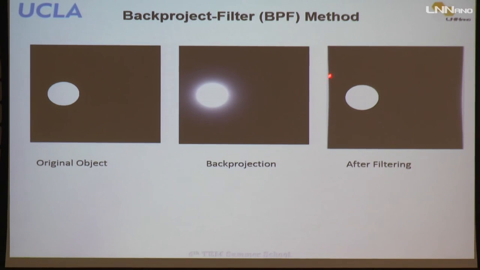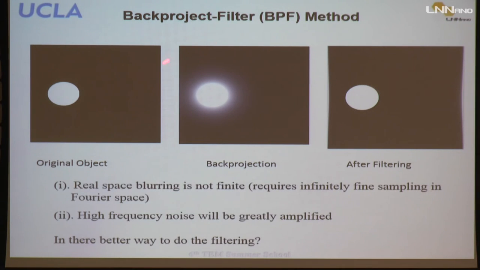But you may notice there are some artifacts here. There's a very small white line here, and it's not very well visible, but inside there's some ringing artifact. So this back projection filter method has some drawbacks. This real space blurring is actually convolved with a 1 over r function, and that 1 over r function goes on infinitely. It does not have finite bandwidth. So to completely remove this 1 over r artifact, you would need infinitely fine sampling in Fourier space, which is not possible. Also, we are amplifying high frequency information from the back projection, so high frequency noise will be greatly amplified. In this case, it's a noiseless simulation, but in real life, with this method, noise will create great problems.